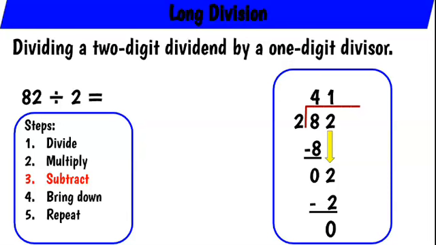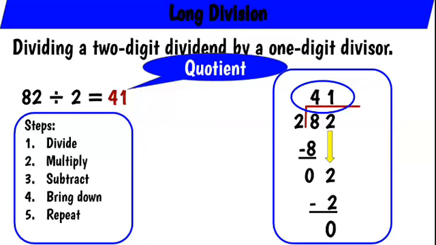We have our 0 at the end, showing that there's no remainder. 41 will be our answer, which will be our quotient. So 82 divided by 2 is equal to a quotient of 41 without a remainder.